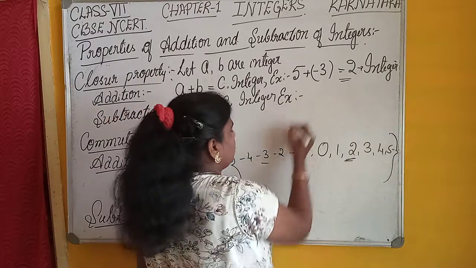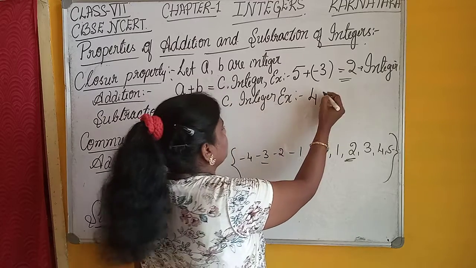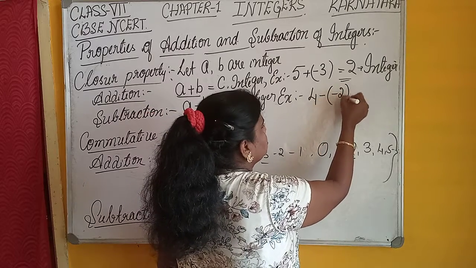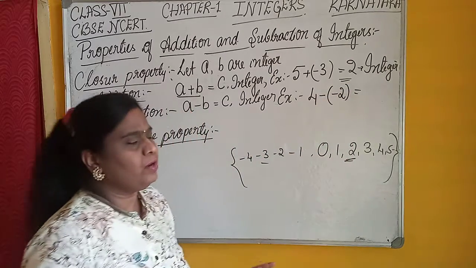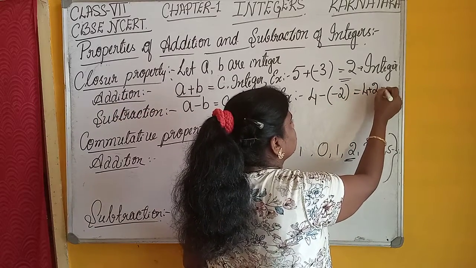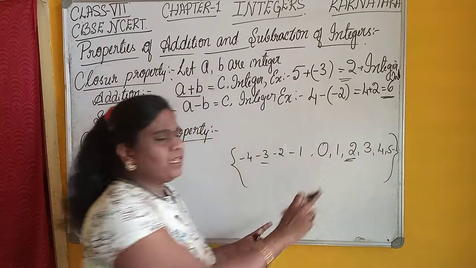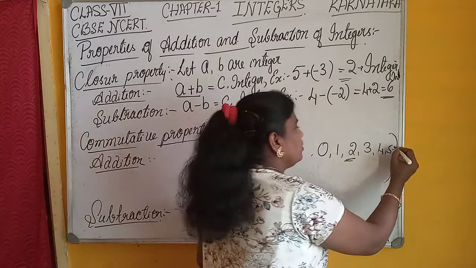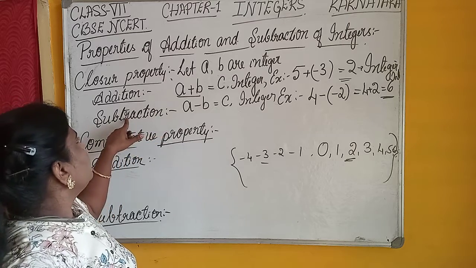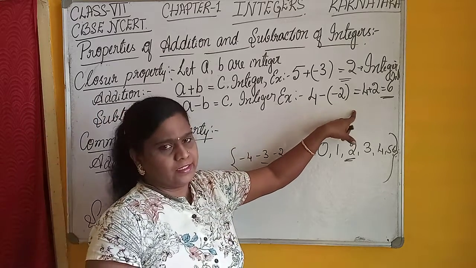Here, maybe take any two integers, say 4, and if you take another integer as minus 2, the difference of these two, what will happen? 4 plus 2, isn't it? 4 plus 2 is equal to 6. It is also an integer. Okay, the 6 also lies in the set of integers. Therefore, the closure property holds good for the subtraction of the integers.